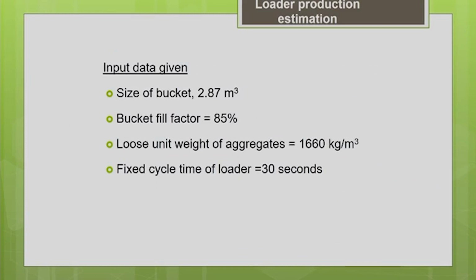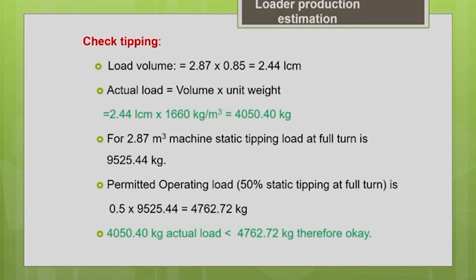So, let me summarize the input data. Size of the bucket 2.87 meter cube, bucket fill factor is 85%, and the loose unit weight is 1660 kg per meter cube, and fixed cycle time of loader is 30 seconds. Now, let us work out the solution.